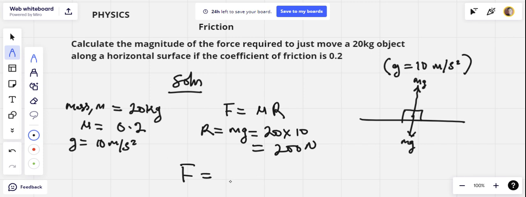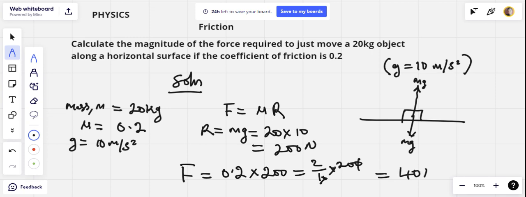So the limiting frictional force F required to just slide, that's the force that you need to overcome before you can slide that object along the surface, will now be 0.2 times what? 200, which is the same thing as 2 over 10 times 200. So 10 will cancel 0 there. That will give you 40 Newton. So the force required to just slide that body along the plane is 40 Newton.